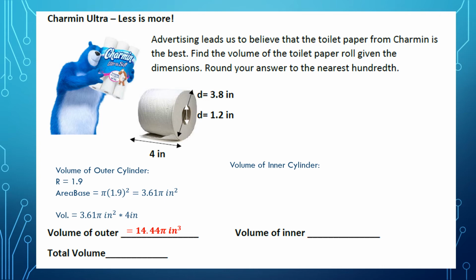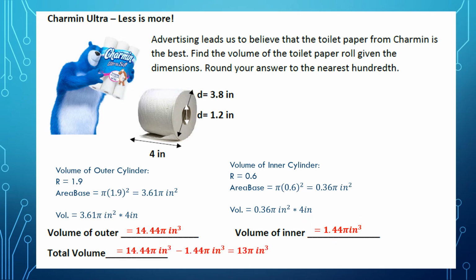So the volume of the inner cylinder, right, this is the volume of the total, everything, including that little middle piece there. Since the diameter is 1.2 inches, half of it, the radius, would be 0.6 inches. The area of the base, pi r squared, will be 0.36 pi inches squared. And then we want to multiply it by the height, which is 4 inches, and that gives me a volume of that inner cylinder, the toilet paper roll, of 1.44 pi inches cubed. So for the total volume, I'm going to take the outer volume, the toilet paper out here, and subtract that toilet paper roll space, 1.44 pi, and that gives me a total volume of 13 pi inches cubed.